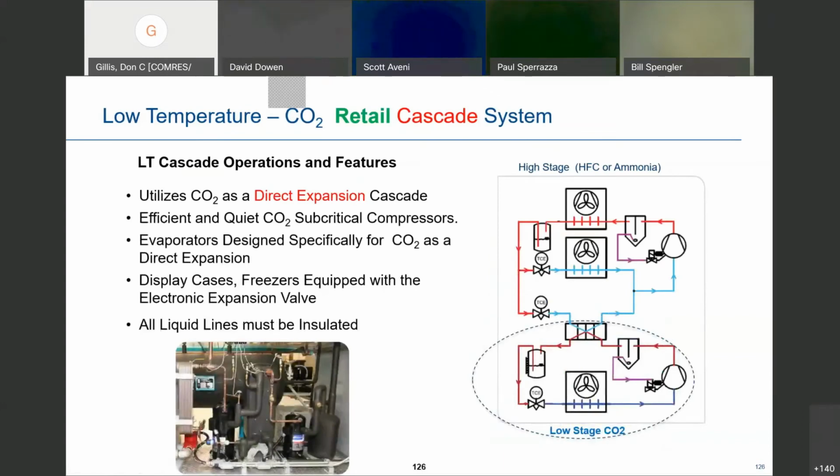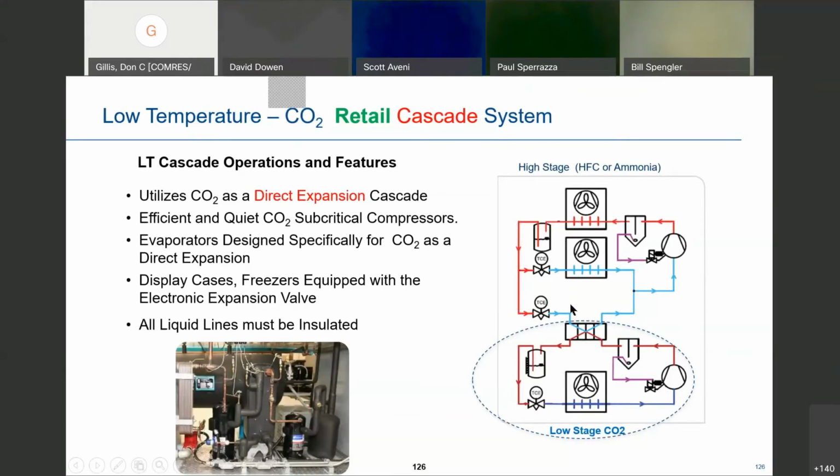Low temperature CO2 retail cascade system. Again, now we've added a medium temperature application also. We're still using the HFC or ammonia at the top. This is probably the most common application that we have right now in the higher temperatures, even in the States. This is kind of a good way for someone that's curious about CO2 to get their feet wet, if you will.